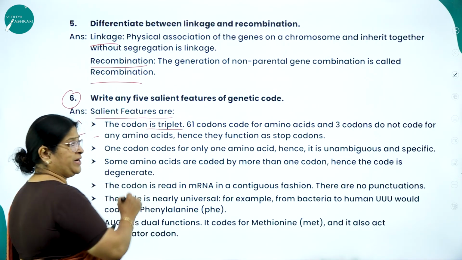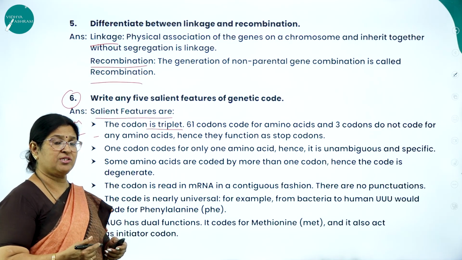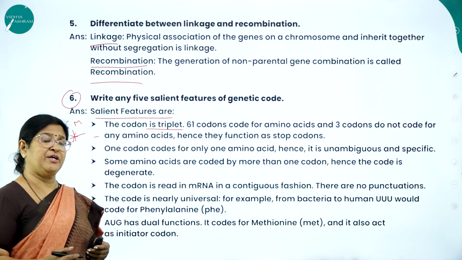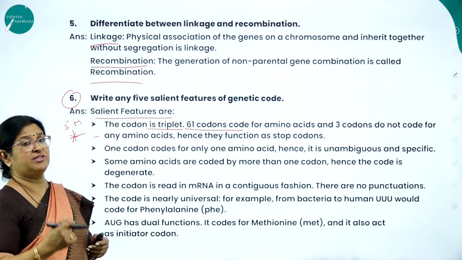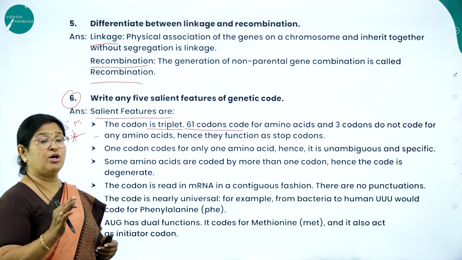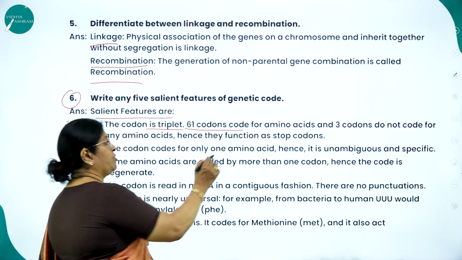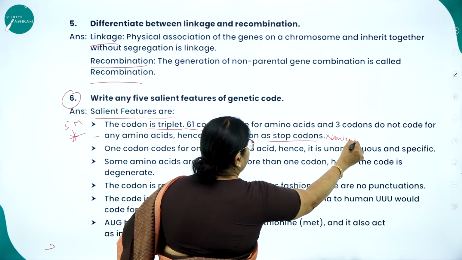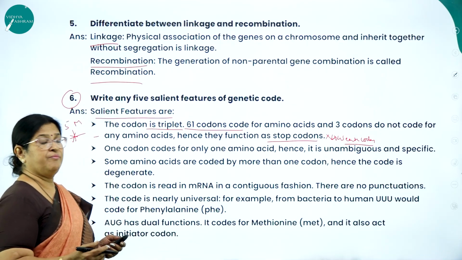The codon is triplet. As we know, the codon system we are following right now is a triplet codon system. What is the triplet codon system? Usage of 3 nitrogenous bases coding for a particular amino acid. Actually there are 64 codons, but 61 code for amino acids and the remaining 3 do not code for any amino acids. They are called stop codons, or also they are called nonsense codons. What do you mean by nonsense? The codons which make no sense, right?